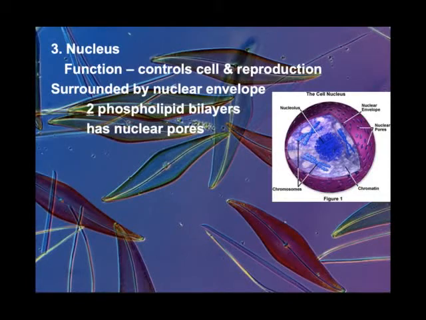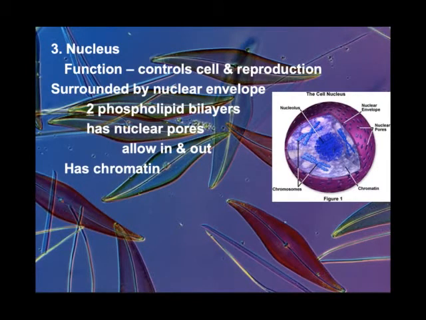The nuclear pores allow some substances through, like ribosomes. Ribosomes are tiny organelles. They're made in the nucleus, and they can go out of the nucleus through the nuclear pores. Also, RNA can leave the nucleus that way as well. So it allows some substances, very few things, in and out of the nucleus.